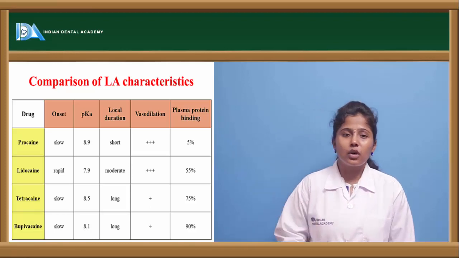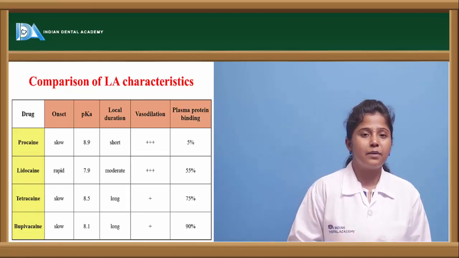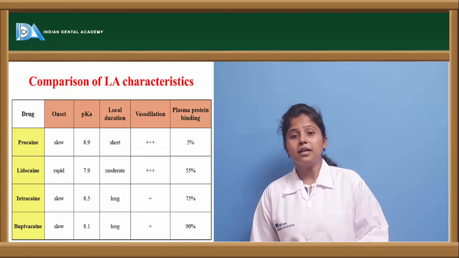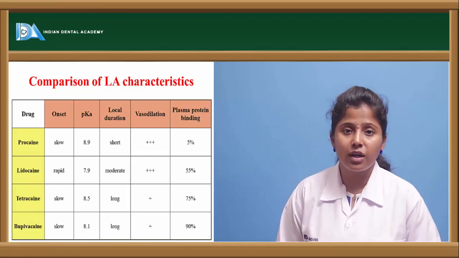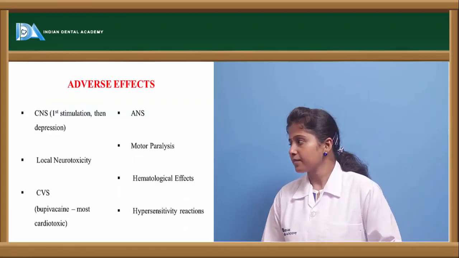When compared to all these four drugs, lidocaine has a more rapid onset of action and is more potent when compared to other drugs. But chemically or structurally, bupivacaine is more effective than lidocaine.